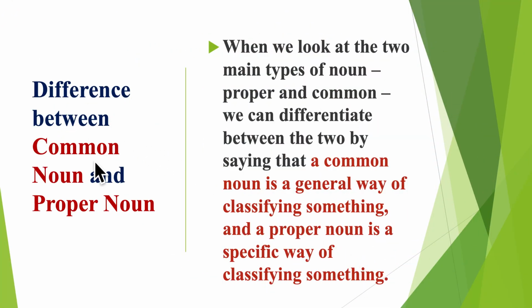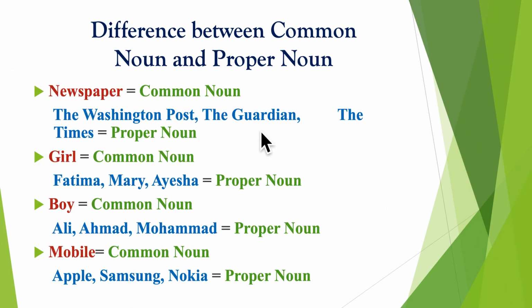Difference between common noun and proper noun. When we look at the two main types of noun, proper and common noun, we can differentiate between the two by saying that a common noun is a general way of classifying something and a proper noun is a specific way of classifying something. Move on to the next.